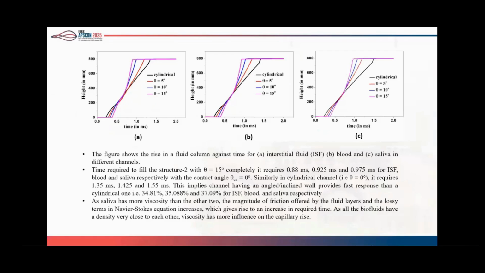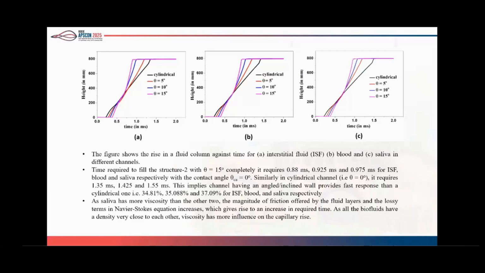Here this graph shows the rise in fluid column for interstitial fluid, blood, and saliva in all four structures, cylindrical and all the angled or inclined wall structures. To fill structure 2 with the theta equal to 15 degree angled wall completely, it requires 0.88 millisecond for ISF, 0.925 millisecond for blood, and 0.975 millisecond for saliva.